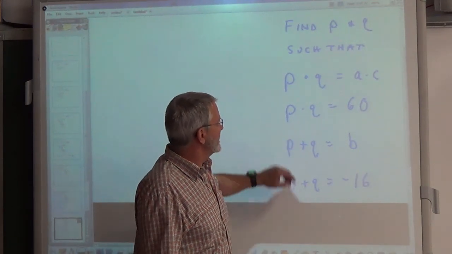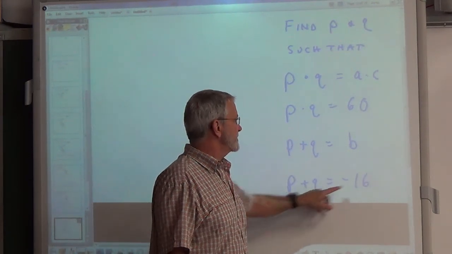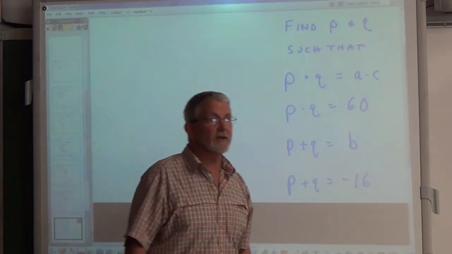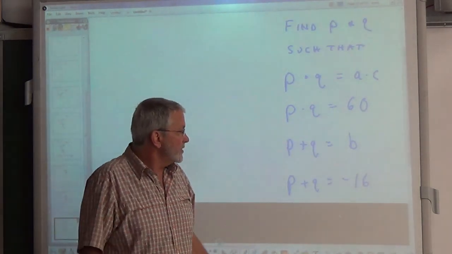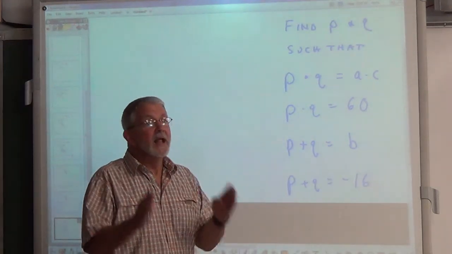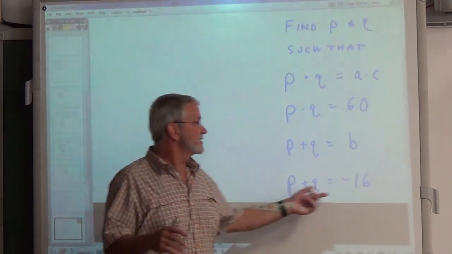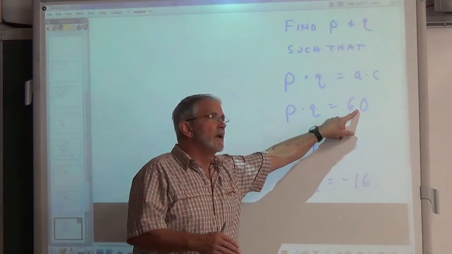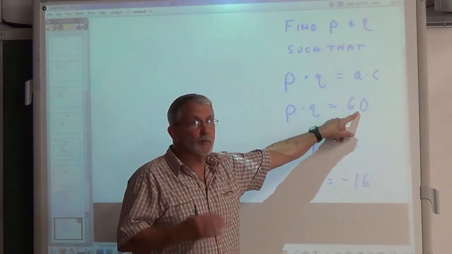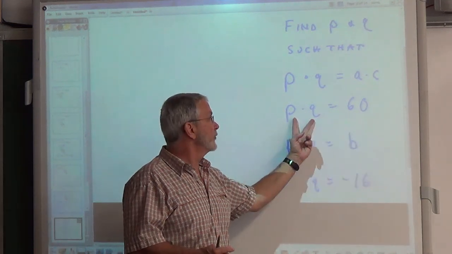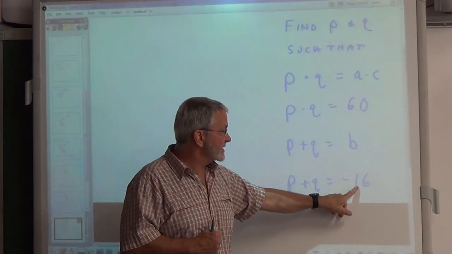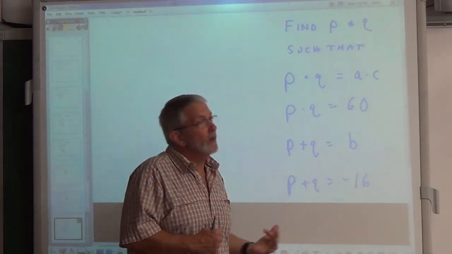So I want to find these two numbers, P and Q, such that P plus Q is negative 16 and P times Q is 60. What two numbers add together to negative 16? They both have to be negative because their sum is negative, and their product is 60, which is positive. Negative times negative is positive, and if the sum is negative, they both have to be negative.